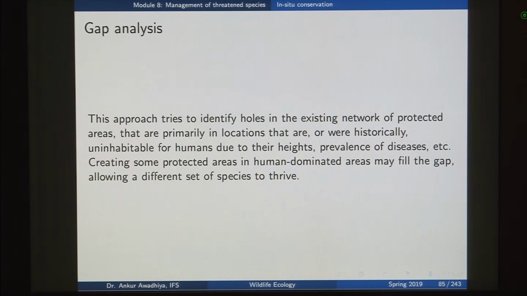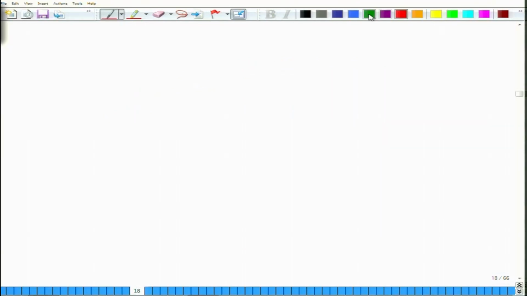Another way in which we can look for areas where to set up a reserve is through the process of gap analysis. Now, this approach tries to identify holes in the existing network of protected areas that are primarily in locations that are or were historically uninhabitable for humans due to their heights, prevalence of diseases, etc. Now, creating some protected areas in human dominated areas may fill the gap, allowing a different set of species to thrive. Now, what it says is that consider a hill.